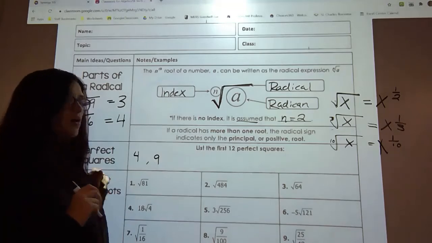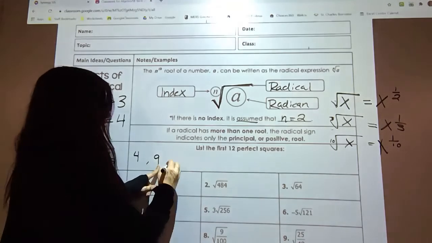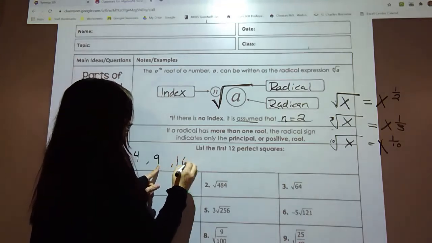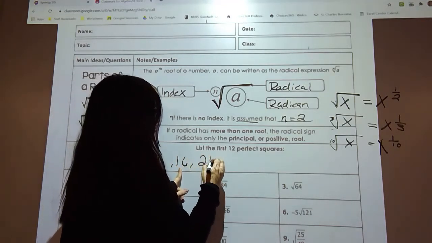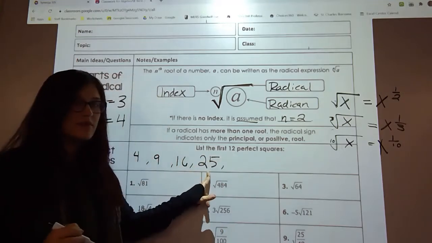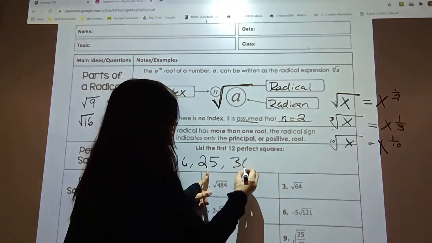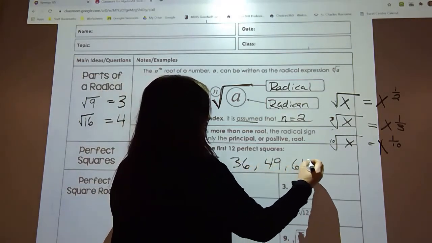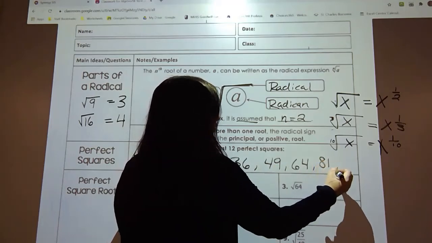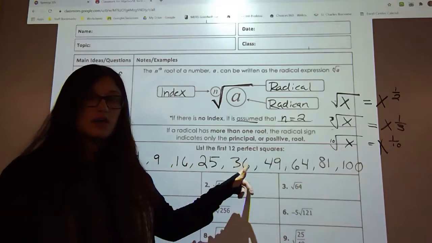9 is a perfect square. Why is 9 a perfect square? Because 3 times 3 is 9, okay? 16 is a perfect square because 4 times 4 is 16. 25 is a perfect square because 5 times 5 is 25. What would be my next one? 36, 49, 64, 81, 100. This can go on and on and on and on and on.